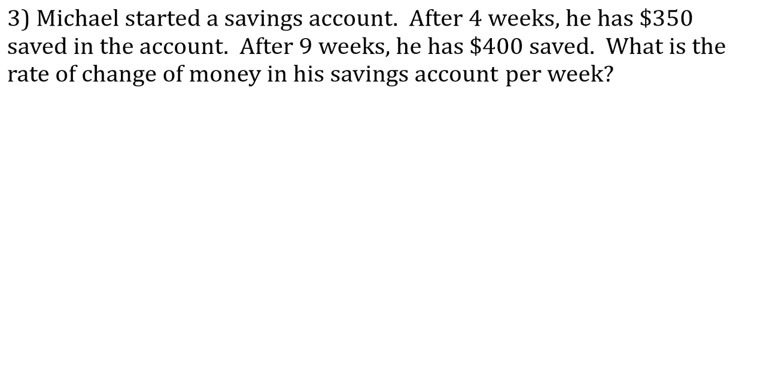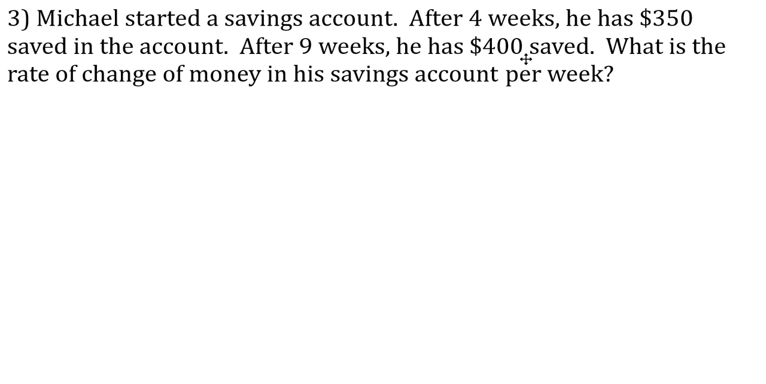So again, just like we did for the graphs and the table, we want to identify the independent and dependent variables, or the inputs and outputs. So our inputs, the independent variable, would be the number of weeks. Our outputs, the dependent variable, would be the dollar amount saved. So if we're trying to find the rate of change of money in the savings account per week, just like we did for our height problem with Justin and Aubrey, we're going to look at the change of the outputs compared to the change of the inputs. That's the same as what we did for our graphs with Jamie and Alex.